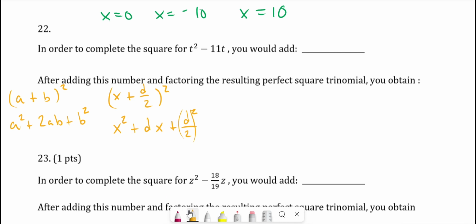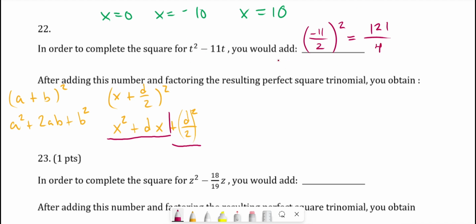So the idea is that if I am given this part, the x squared and the linear term dx, then what I would like to add in order to make that factor is d over 2 squared. So d over 2 squared in this case is going to be what we're going to add. So notice here, what's playing the role of d? Minus 11. So what we would want to add is minus 11 over 2 squared, which is going to be 121 over 4. If we add that to this equation, then what we would get is the following.